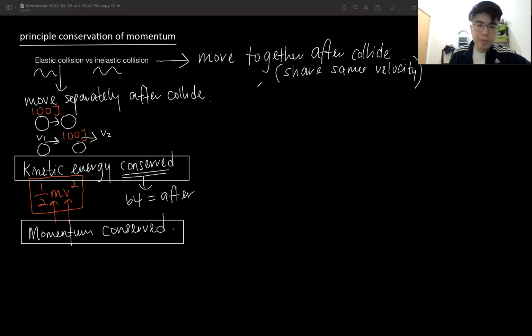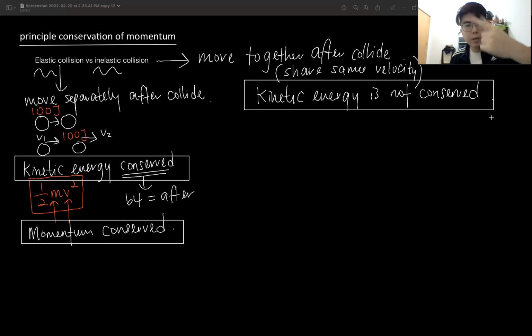So what about the kinetic energy for the inelastic? Kinetic energy is not conserved. That means the total kinetic energy before does not equal the total after. There is energy loss because of heat, like in a car crash. One car is moving this fast and has certain kinetic energy. After it collides with another car, the second car does not move as fast as the first one, right? Maybe it only slides a bit, but it doesn't have the same kinetic energy as the first incoming car. It cannot be.